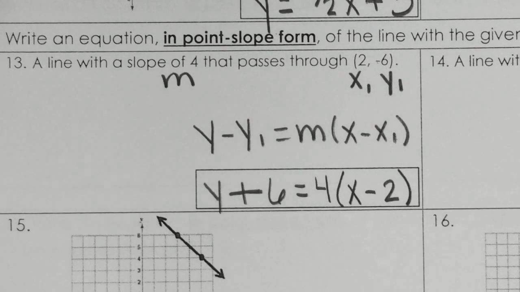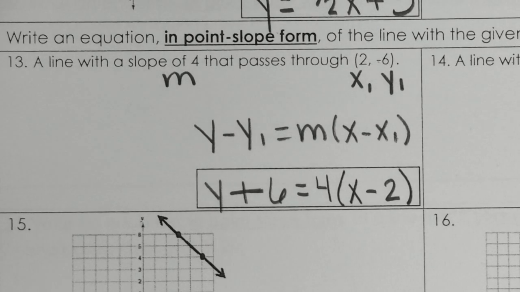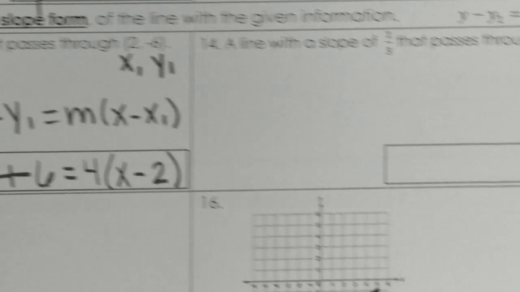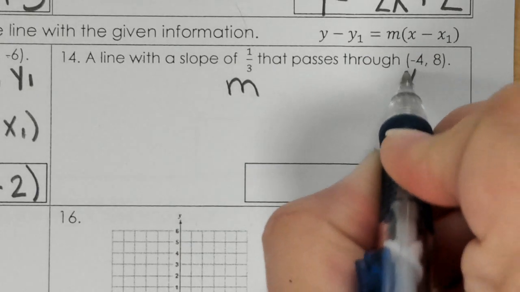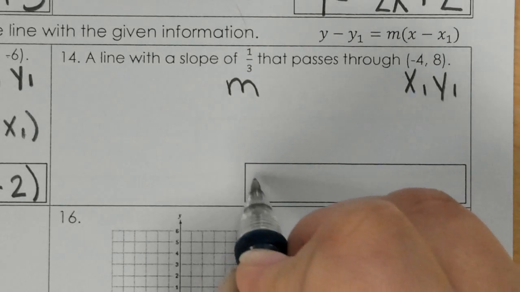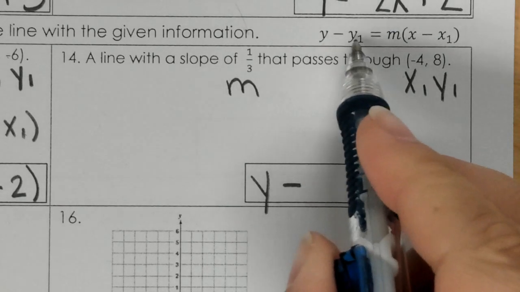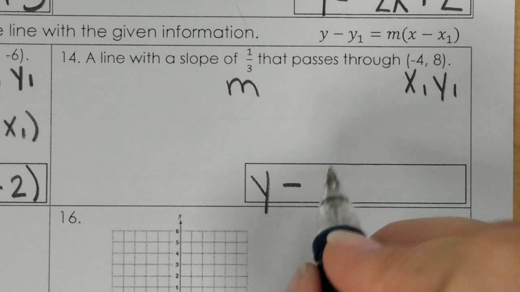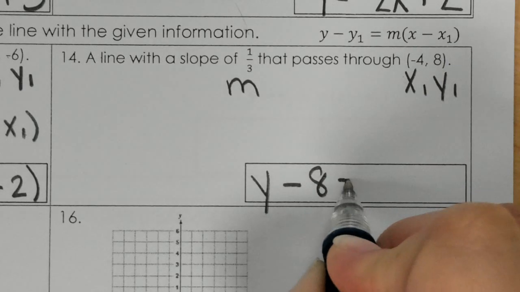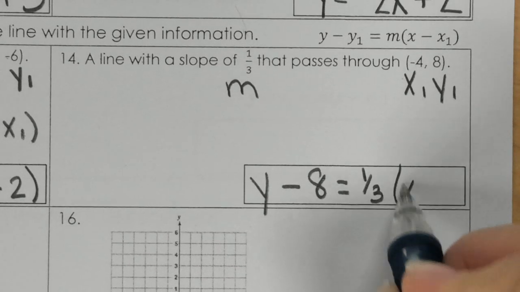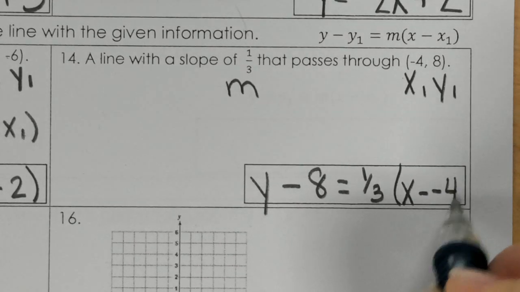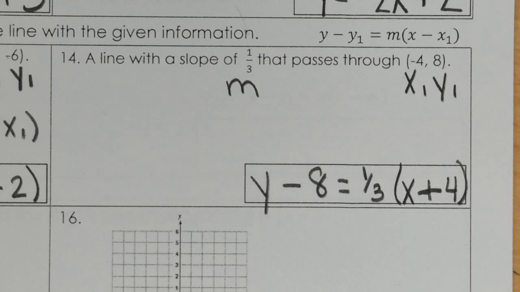Okay, so number 14 would be the exact same thing. Label your m and your point and plug it in. So y minus y1, y1 is 8, m is 1/3, and then x minus a negative 4. So again, make that a positive 4.